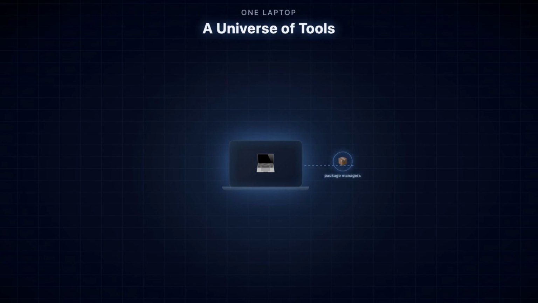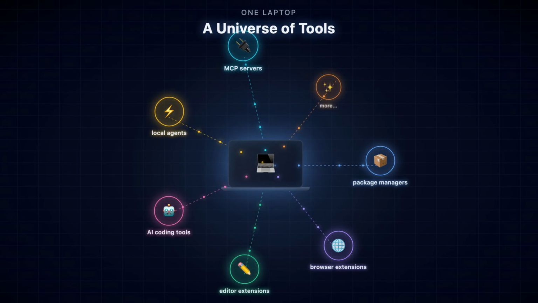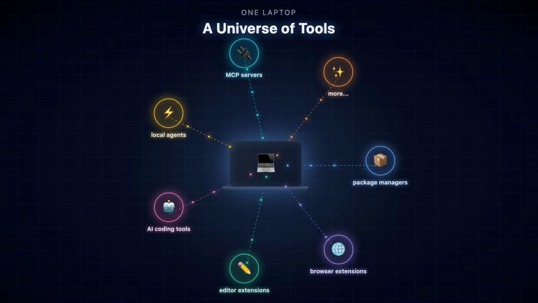Now, the old model was simple. Scan the repo, scan the container, scan production. But that's not how many of us work anymore. Today, one laptop can have package managers, browser extensions, editor extensions, AI coding tools, local agents, all of this living together. That is a lot of trust packed into one machine.